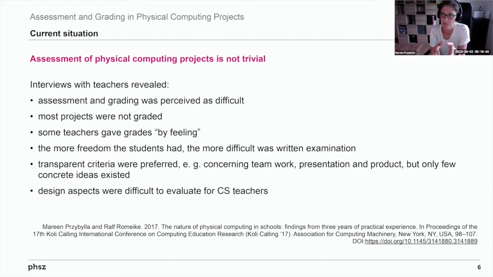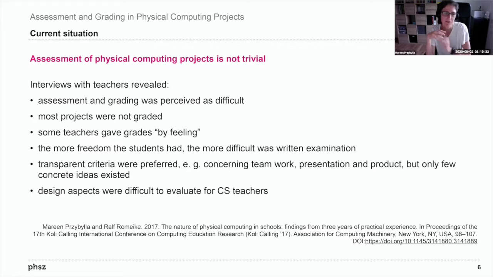In relation to this situation, we found out, and this is not a big surprise actually, that assessment of physical computing projects is not trivial. In fact, teachers perceive this as very difficult, especially computer science teachers. One of the reasons was that they are not so comfy with grading projects that have a creative character. So there's some art and design involved, and teachers don't really know how to judge this if they are not an arts teacher. So they ended up very often by not grading the projects at all, or by maybe giving some grades, but doing so by feeling. So saying, oh, this looks cool, so you're getting a good grade, and this looks a bit crappy, so yeah, it's rather a bad grade.